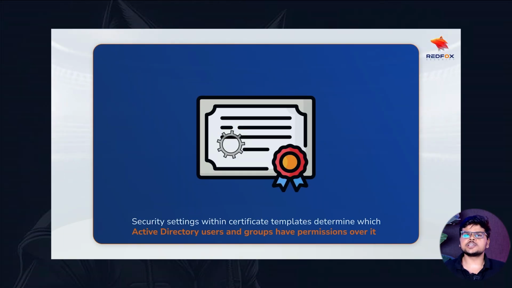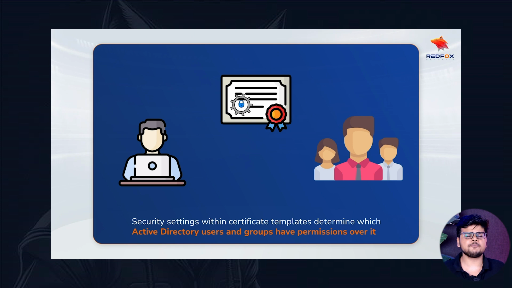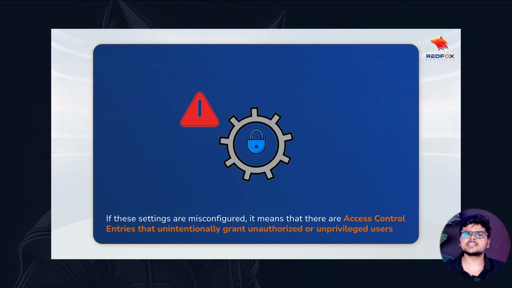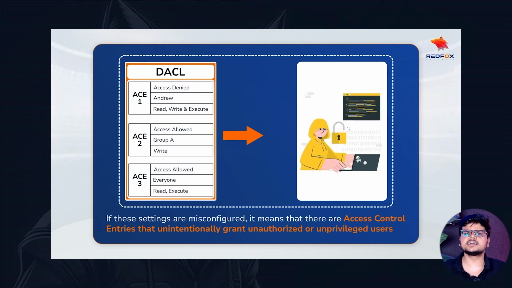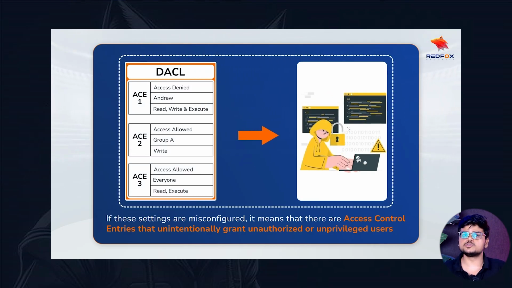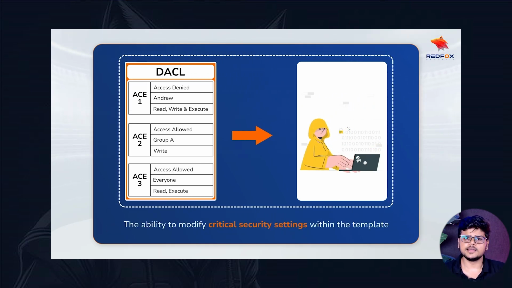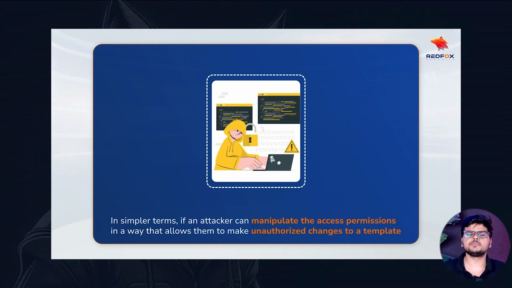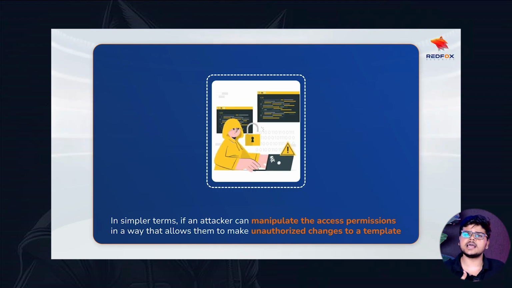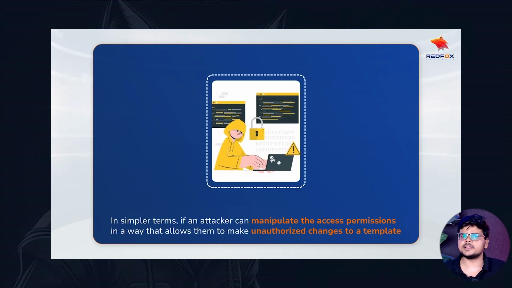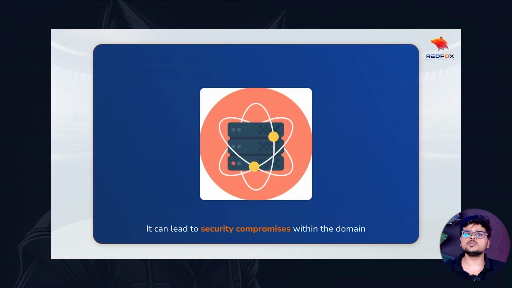ESC4. Security settings within certificate templates determine which Active Directory users and groups have permissions over it. If these settings are misconfigured, it means that there are access control entries that unintentionally grant unauthorized or unprivileged users the ability to modify critical security settings within the template. In simpler terms, if an attacker can manipulate the access permissions in a way that allows them to make unauthorized changes to a template, it can lead to security compromises within the domain.